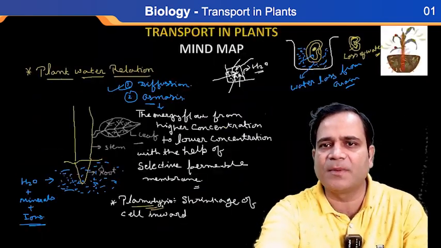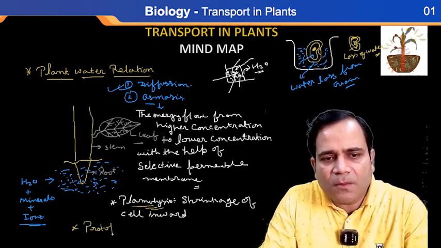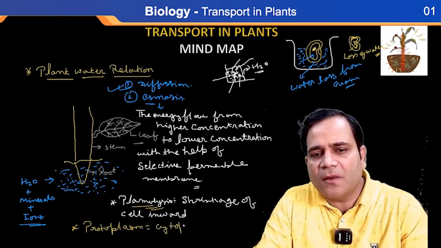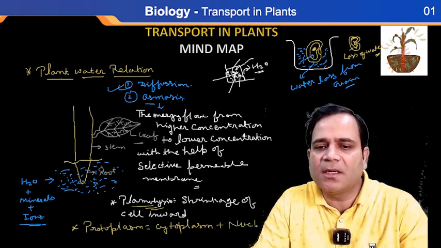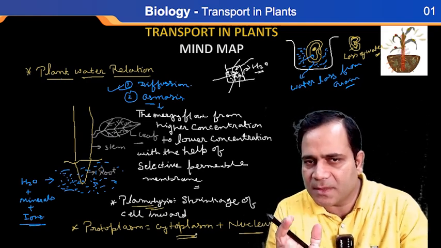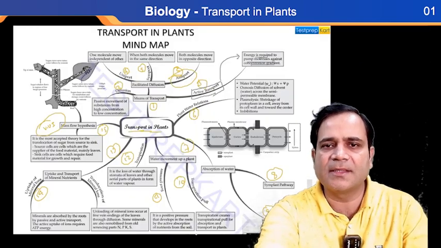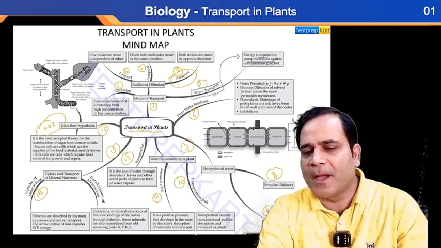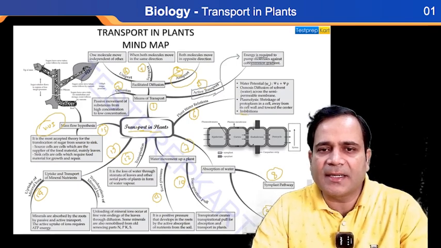What am I saying here? Protoplasm. Do you know the protoplasm? I am writing the term protoplasm here. Protoplasm means cytoplasm along with the nucleus, my dear. That is the living constituent part of the cell. So when there is shrinkage of the cell or shrinkage of the protoplasm, it is known as plasmolysis.